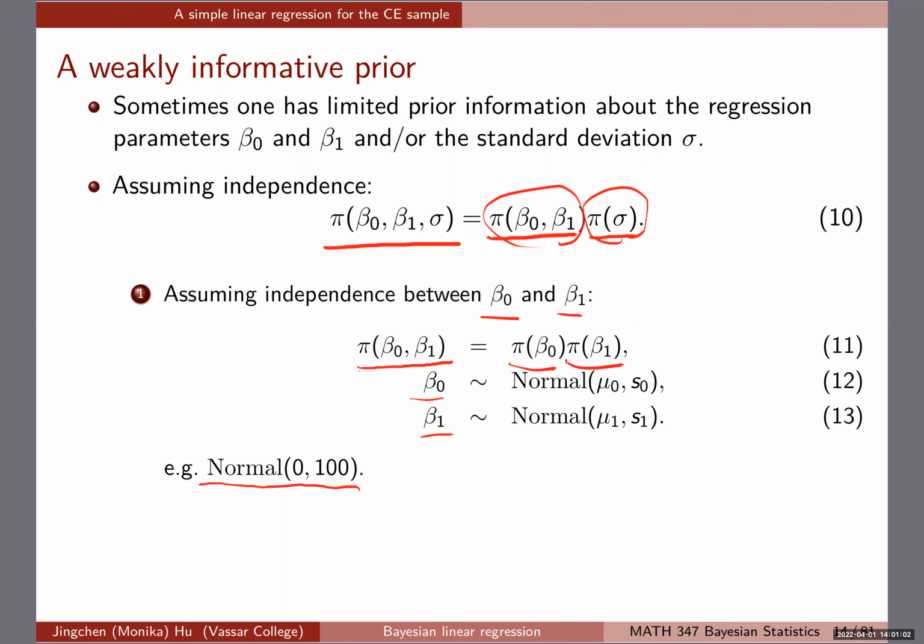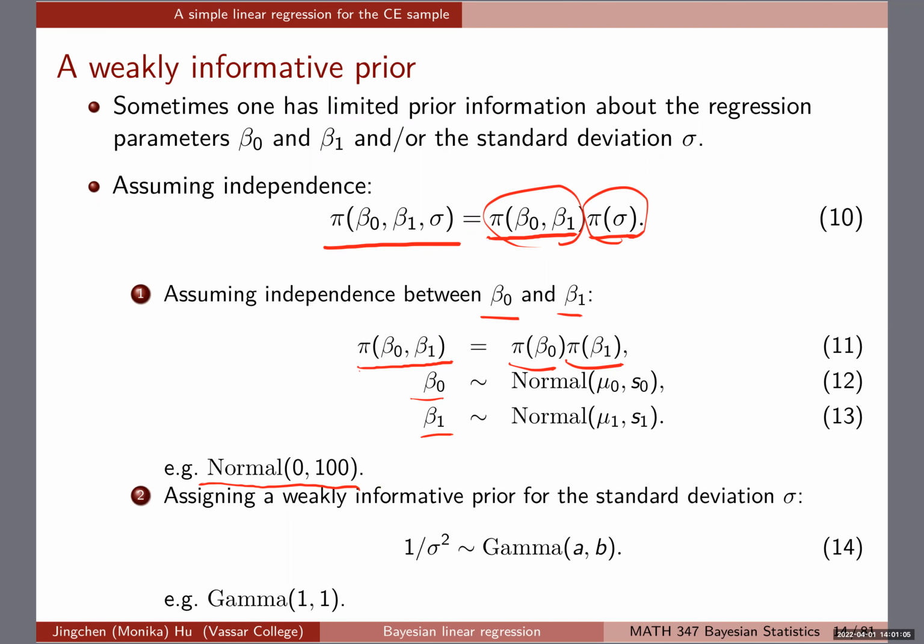For sigma, we're also going to use what we are very familiar with, okay? So sigma is the standard deviation. 1 over sigma squared is the precision, and we can use a weakly informative prior, for example, like the gamma that we used to do. For example, gamma 1, 1, I think that's the one that we have used before. So overall, all of these are very weakly informative, meaning that we don't really know where beta 0, beta 1, and sigma are, and we're letting the data drive the inference. So we're giving a very weakly informative prior for all of them.